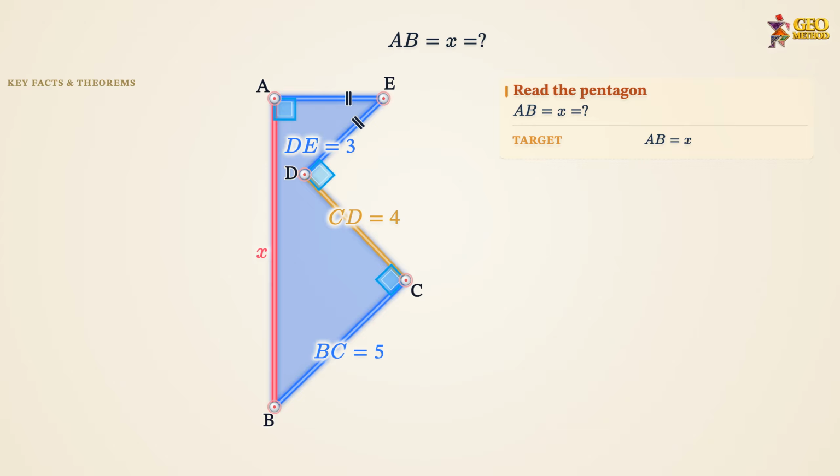Meet the five-sided polygon ABCDE. Its left side, segment AB, is drawn in red and labeled x, and finding that length is the whole puzzle. Everything we need is locked inside the right angles at the corners.